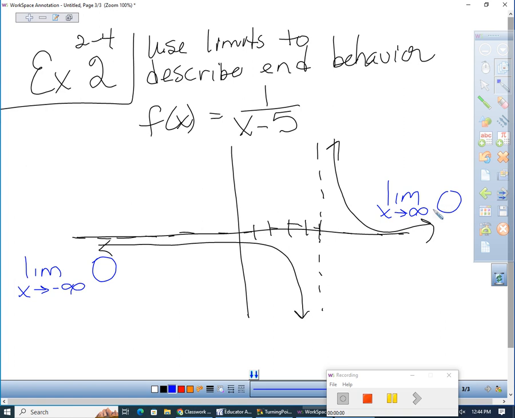Okay? Now here are these other 2. This one is the limit as x approaches our asymptote of 5 from the left. Where is this going to? Negative infinity. This one is the limit as x approaches our vertical asymptote of 5 from the right. It's going to positive infinity.